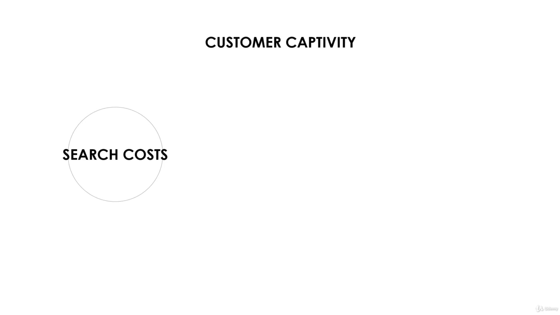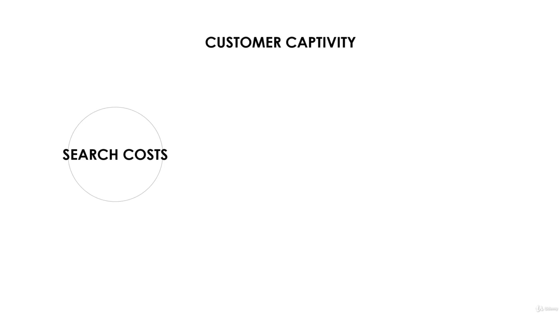Customer captivity. The second primary competitive advantage is called customer captivity. Customer captivity is somewhat like customer loyalty. But it's not just that customers stay with you because they love your product or your brand. It's that there are structural reasons why they stay with you. There are structural reasons that make it difficult or expensive to leave you for competing products. There are three sources of customer captivity.